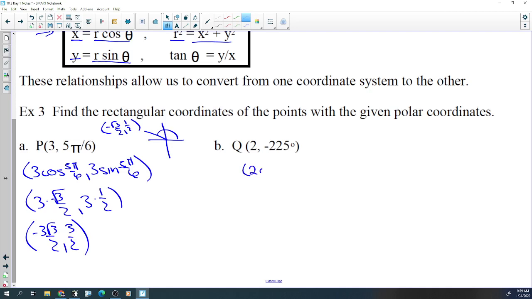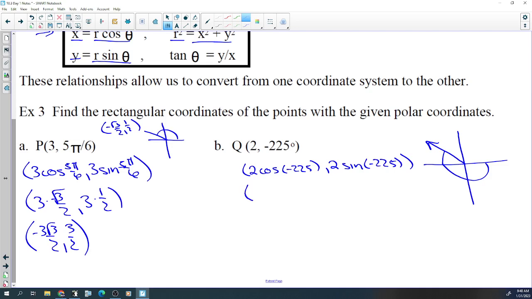So here we have 2 cosine of negative 225 and 2 sine of negative 225. So we got to find negative 225. Well, here's negative 180, and another 45 is negative 225. But we're not on the unit circle. We're on a radius of 2, so just multiply. No problem. So 2 times negative square root of 2 over 2, and 2 times square root of 2 over 2. So the 2's cancel. Negative square root of 2, square root of 2.